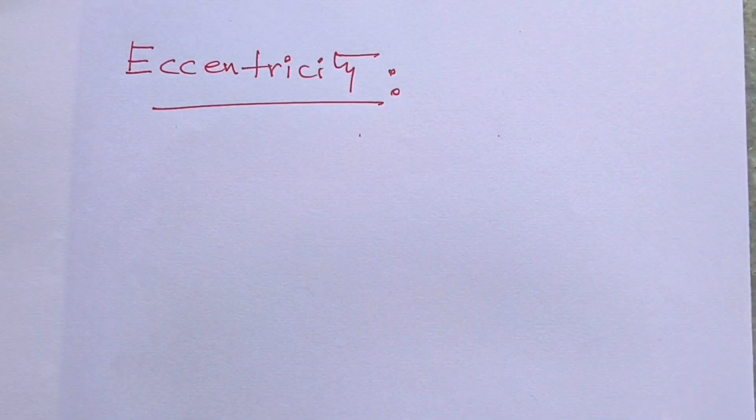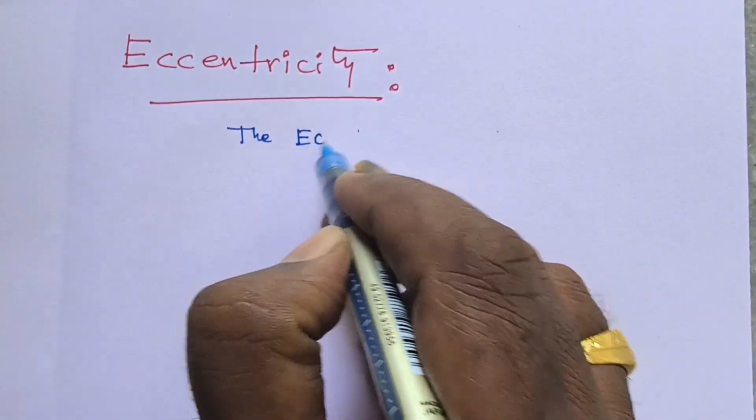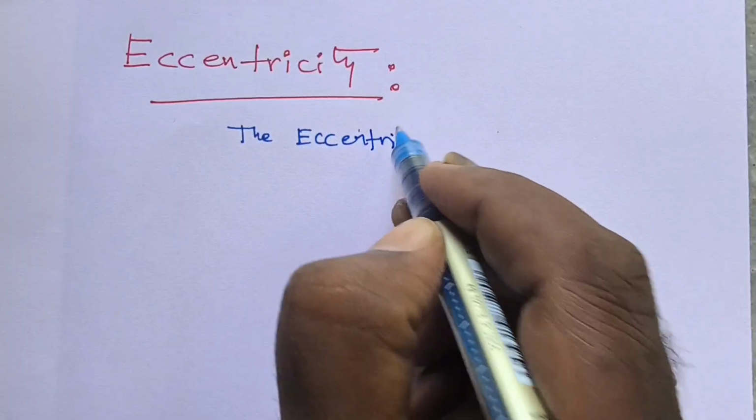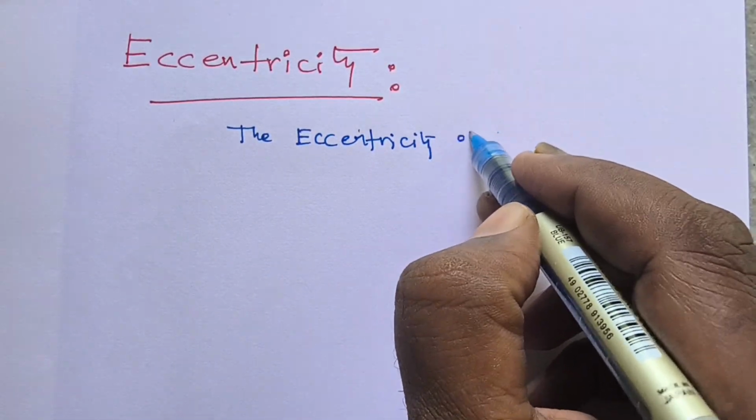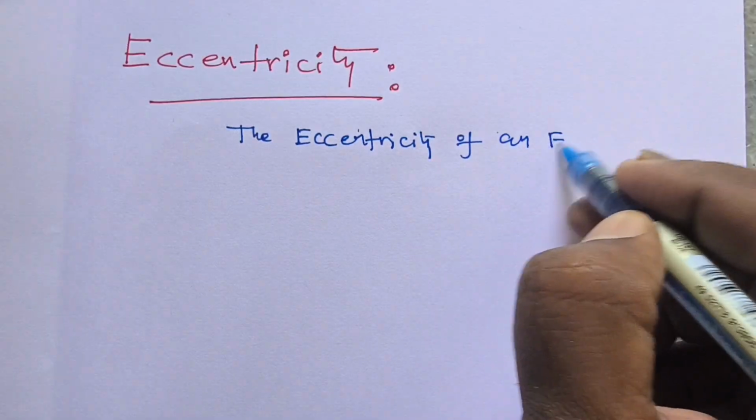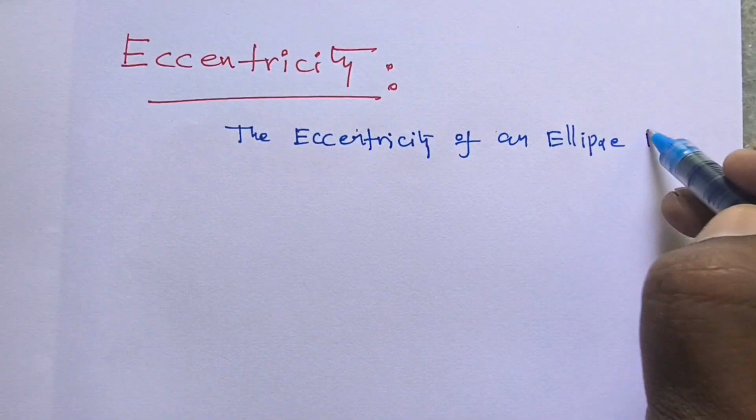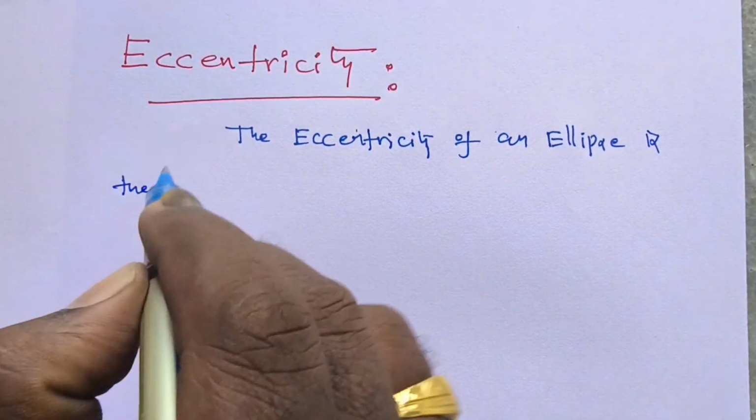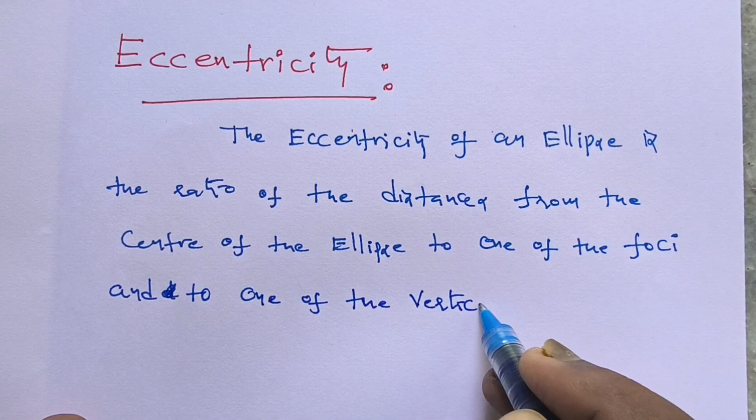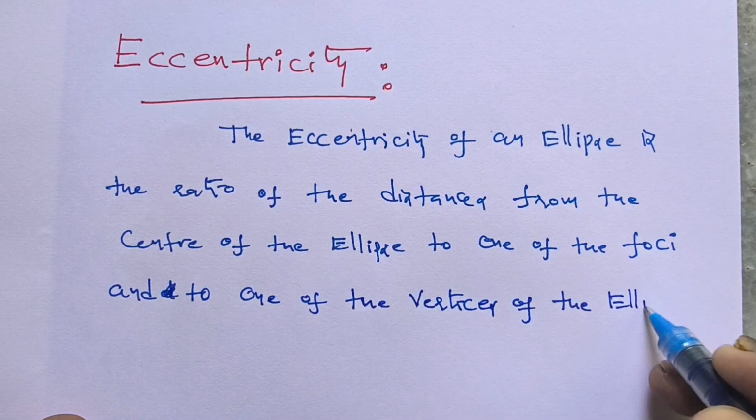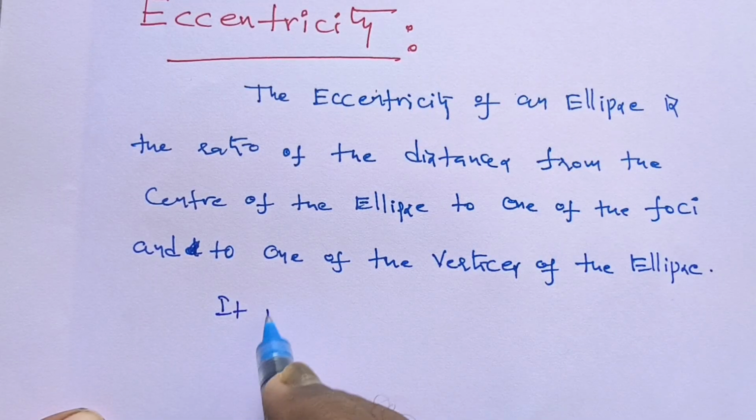The definition of eccentricity of an ellipse. What is the eccentricity of an ellipse? Let us see the definition here. The eccentricity of an ellipse is the ratio of the distance from the center of an ellipse to one of the foci and to one of the vertices of the ellipse.